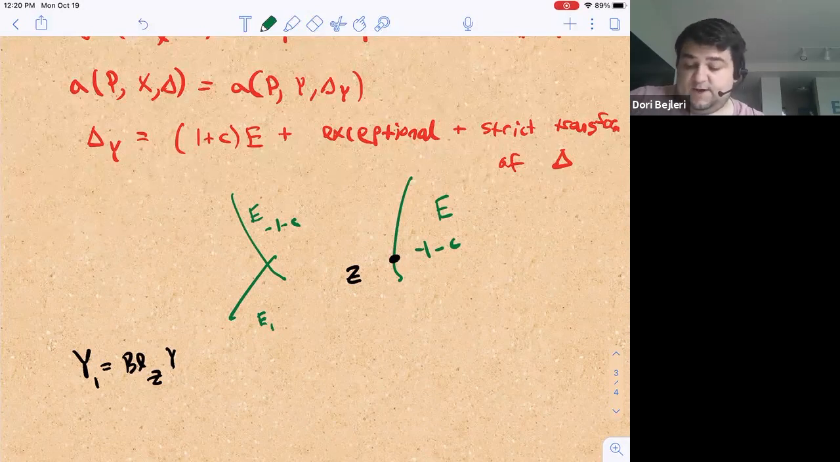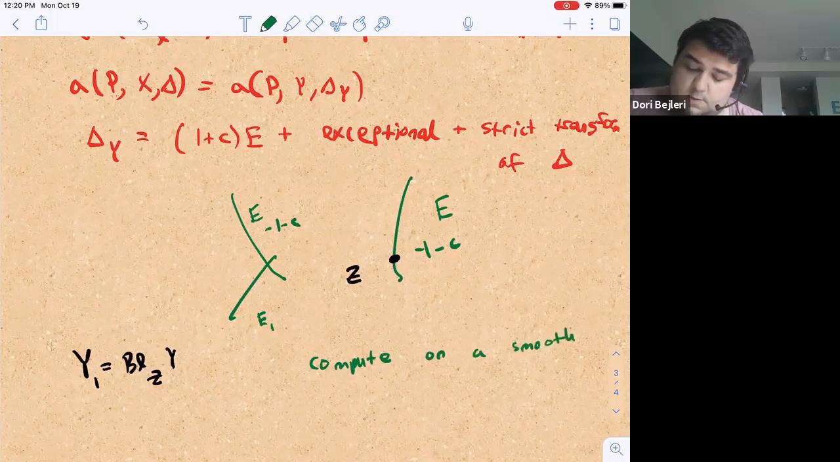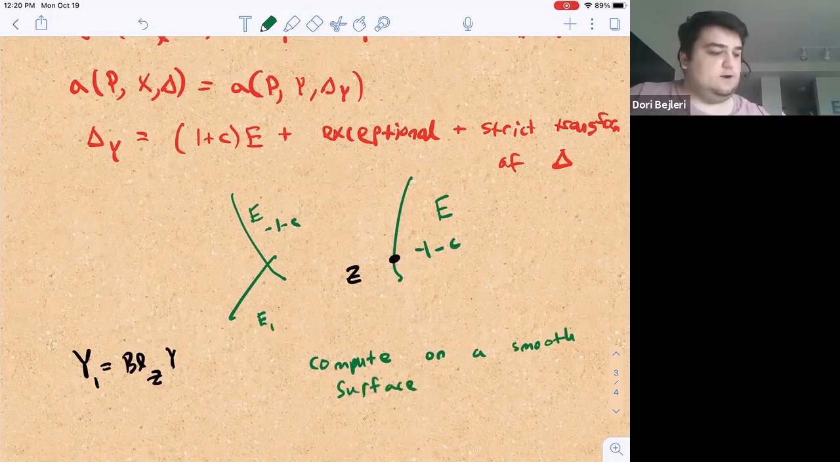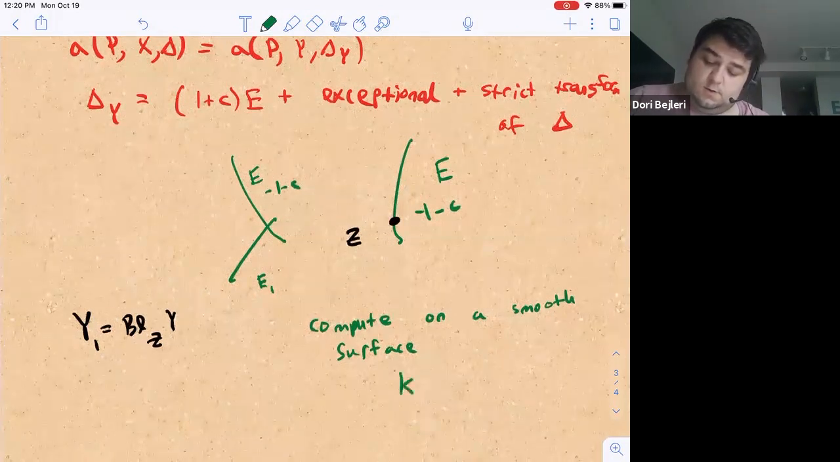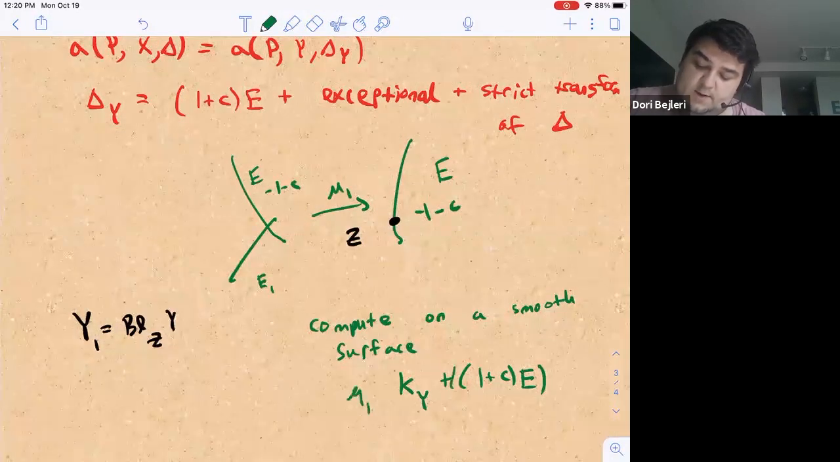But now we're computing on a surface again, because we're at this codimension 2 point, so we can just localize there. And so now we can compute on the smooth surface, and we can compute that ky plus 1 plus ce. Let's call this blow up mu1. We can compute this thing when we pull it back.